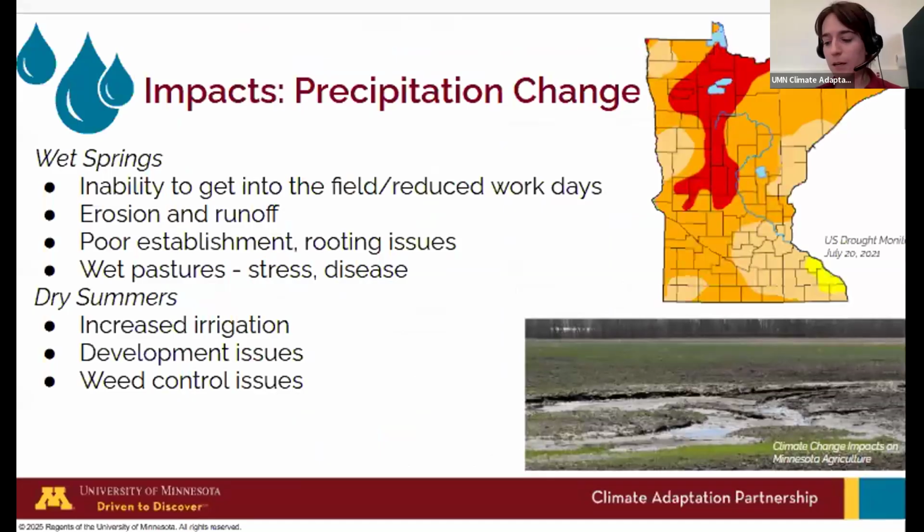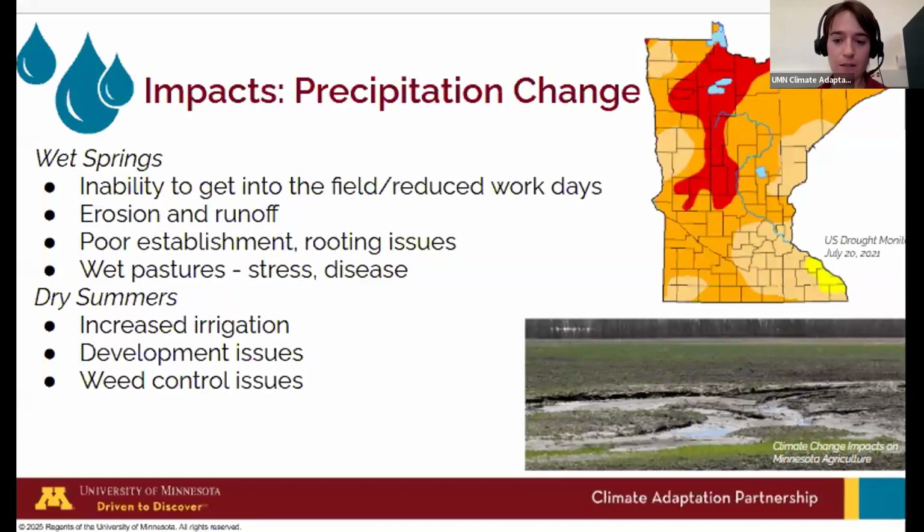So let's talk a little bit about what those precipitation changes actually mean for those of us who work in agriculture. If we think back to wet springs, we are likely to see an inability to get into the field and further reduced work days in the future. Erosion and runoff become a concern from those large rainstorms and additional precipitation. I'd also mention that we expect to see more ponding, flooded out fields, perhaps prevent plant as a result. Again, because of that ponding and really wet soils, poor establishment and breeding issues are possible consequences. And just to add a little bit about animal agriculture, very wet pastures can contribute to additional stress and disease in livestock.